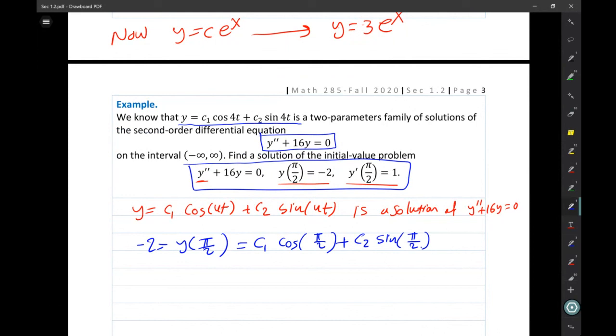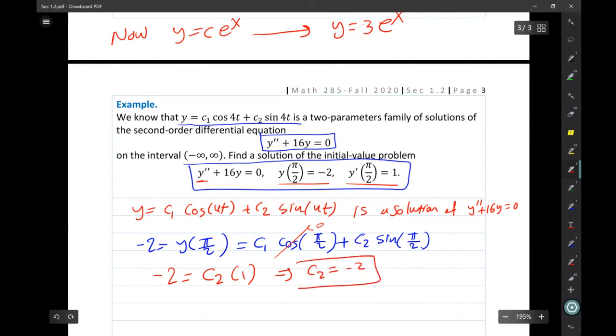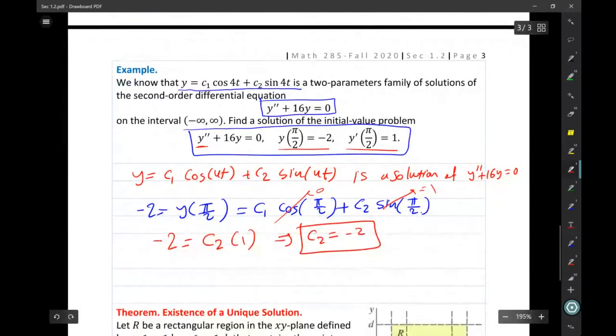How much is sine pi over 2? It is 1, and cosine pi over 2 is 0. So minus 2 is equal to c2 times 1, which implies c2 is equal to minus 2, because sine of pi over 2 is equal to 1. Now, you need to find c1, but how? By using the second condition.